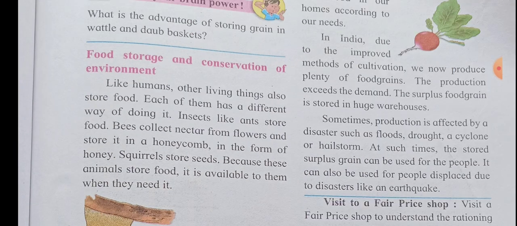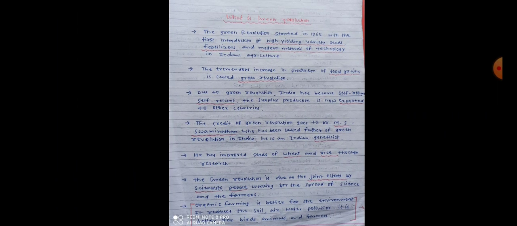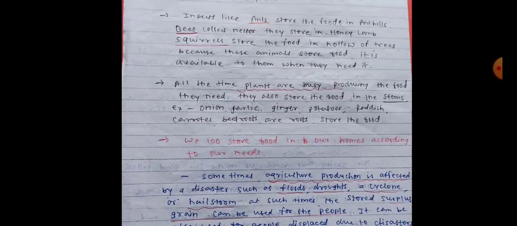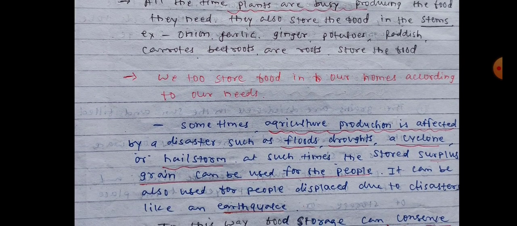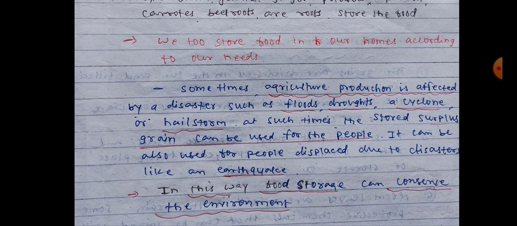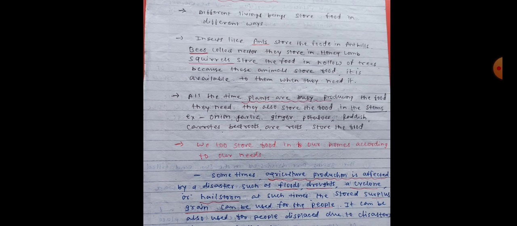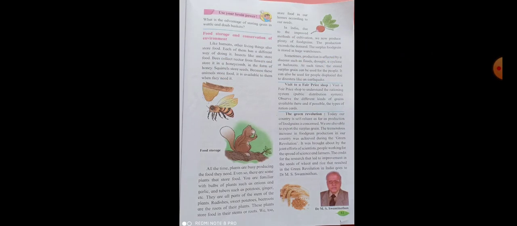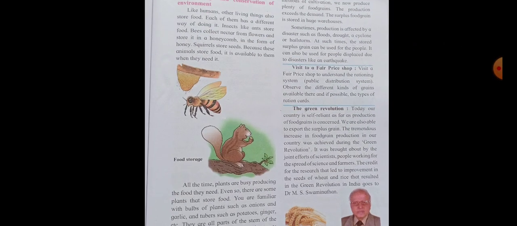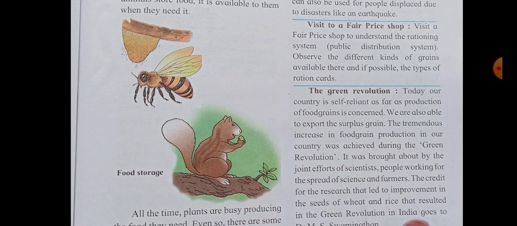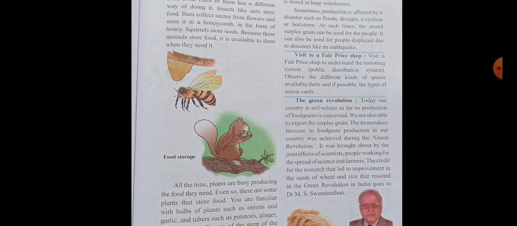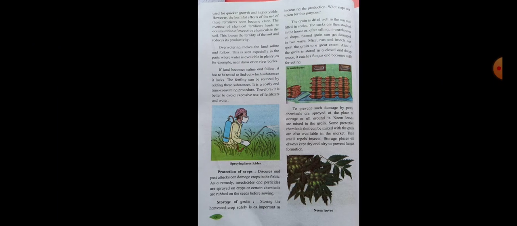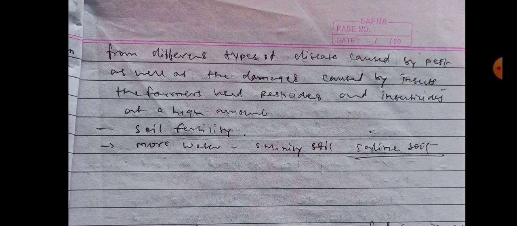Again, see here, this page I also explained, the Hailstorm. What are the greenhouses? From the green revolution we became self-reliant, that means we don't need to import food grains from other countries. But there are also some drawbacks. What drawbacks do I want to tell you?